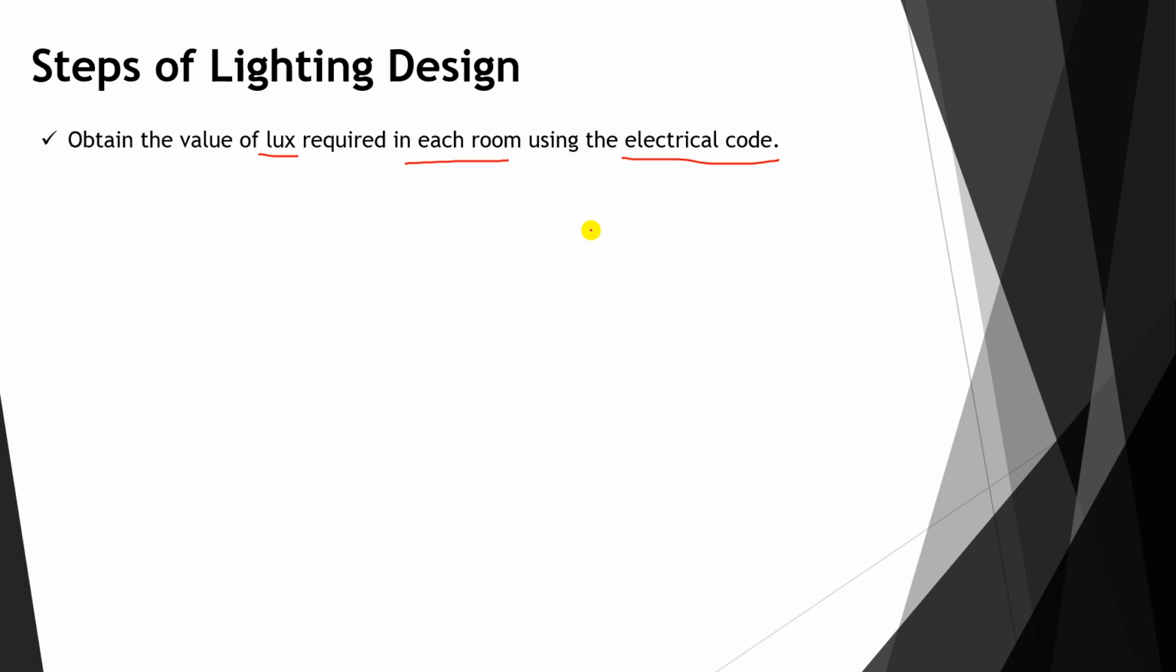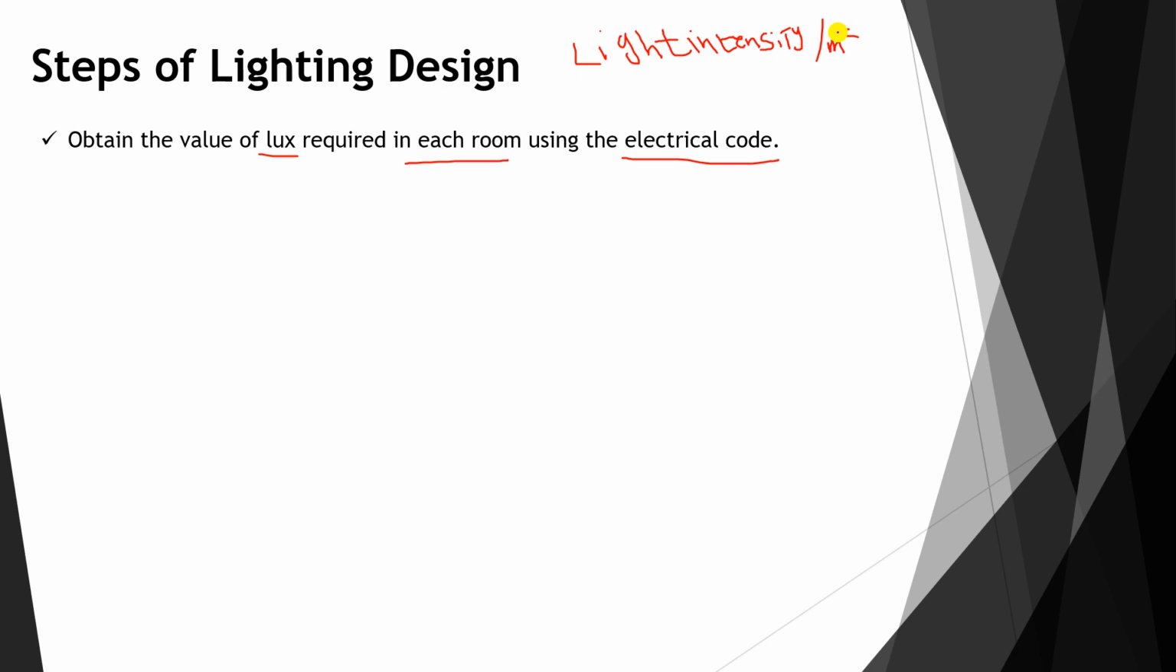The light intensity, to give it a very simple definition, it is the light intensity per meter square. So of course we said before that each room requires an amount of flux.